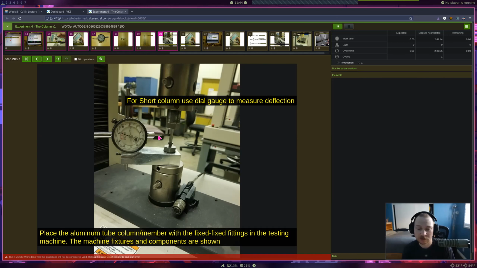What we'll do instead is just continue to apply a compressive load, and then it's going to fail at some point. So we're concerned with that load right before it fails, and then also the length of the column.